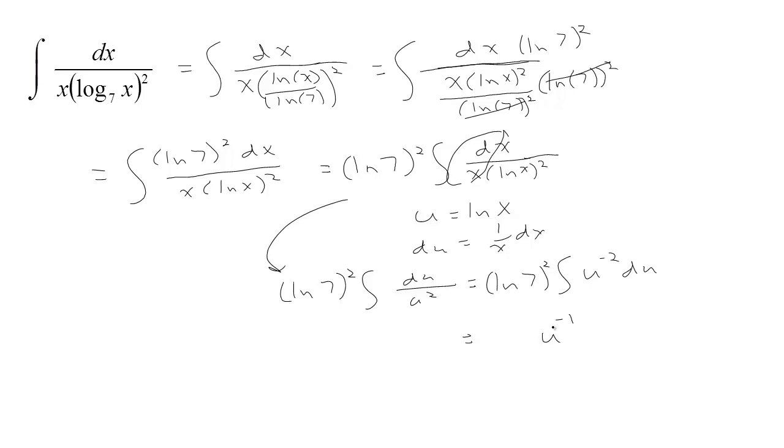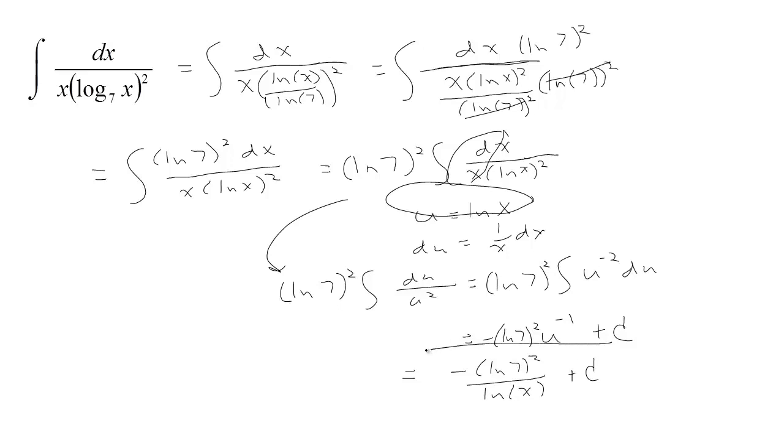We're going to need another negative out in front, so that when we take the derivative, the negative 1 will come down and it will become positive. And now we can just substitute back. We have a negative ln of 7 squared times u to the negative 1. u was ln x, so that's really 1 over ln x because it has a negative power. And we found the antiderivative here.